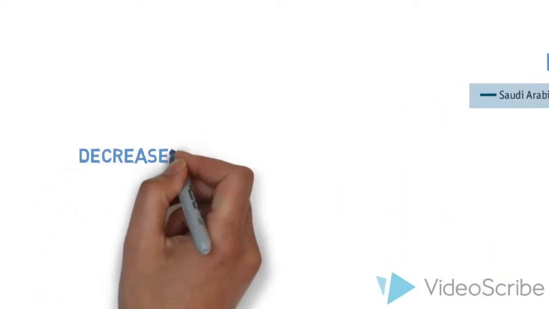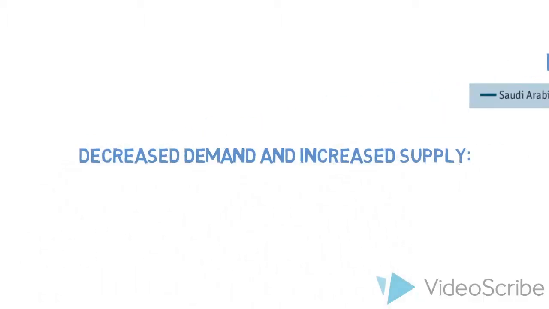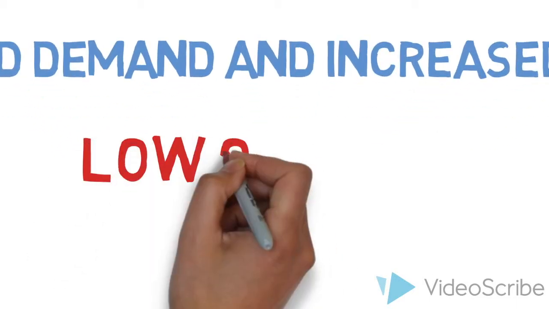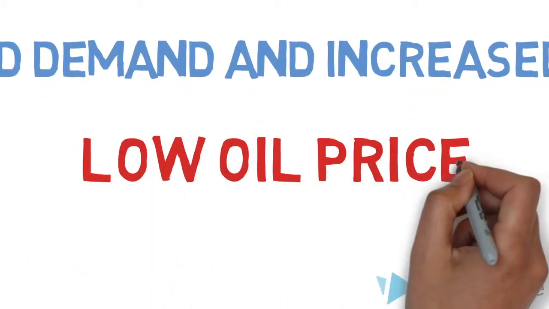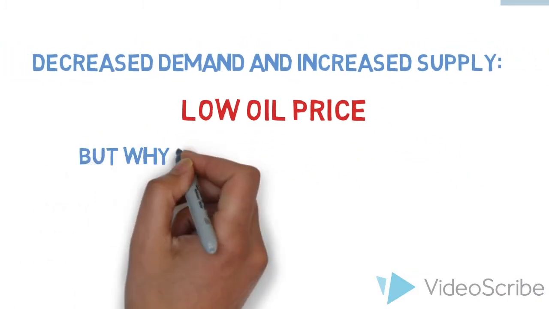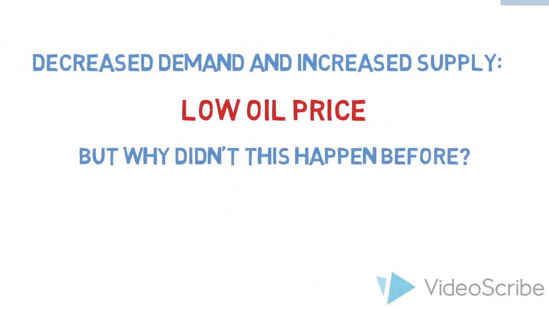The reasons behind this phenomenon are described as the following. The demand of oil is down because of a high price for too long. Supply is up because of US shale oil as well as the return of Libya's production. Therefore, decreased demand and increased supply equals low price. But why didn't this happen before?